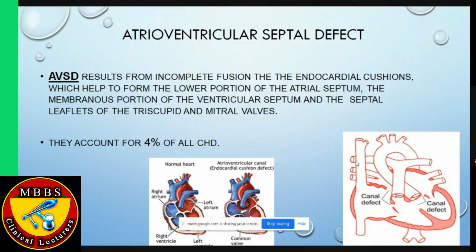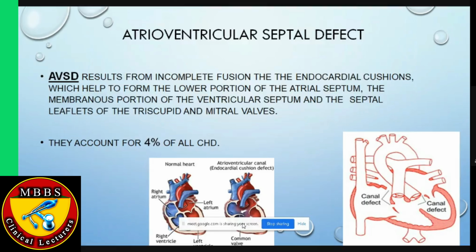Now, the name suggests that this is going to be a defect which is present in the atrium as well as the ventricle. This results from the incomplete fusion of the endocardial cushions, which help to form the lower portion of the atrial septum. You can see over here that the endocardial cushions do not fuse, so the lower portion of the atrial septum is not formed. And because of it, the membranous part of the ventricular septum and the septal leaflets of the tricuspid and the mitral valves are also not formed.